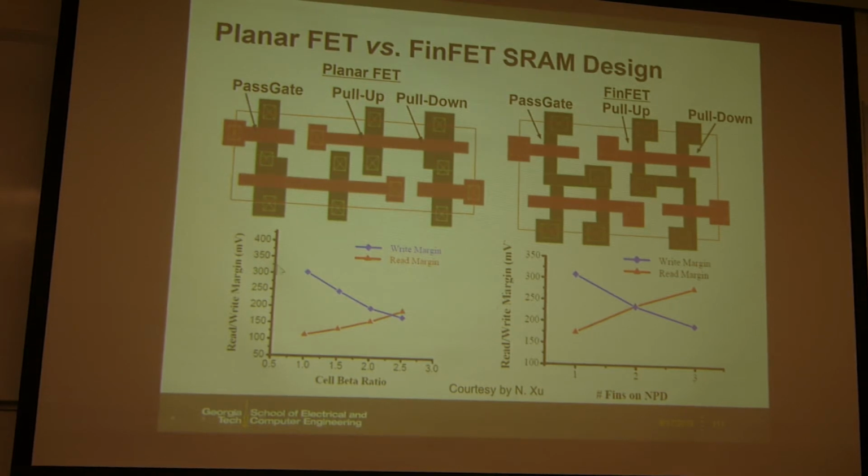So here is just another comparison between the planar FET and FinFET, and this is the layout. For the planar transistor, this is the pull down transistor, and you can change the width. And here you can only have, let's say, 2 fins for the pull down. You cannot have 1.5. So similarly, as you increase the fin number for the pull down, you effectively increase the beta ratio of the SRAM cell. So you can improve the read margin. This is similar to the planar transistor.